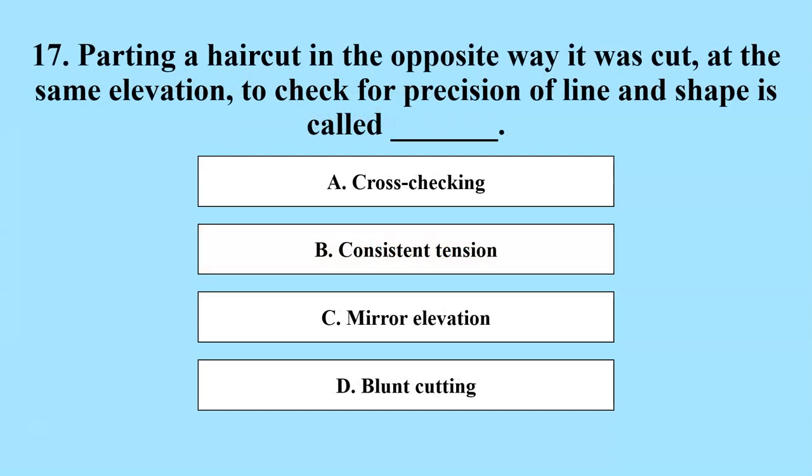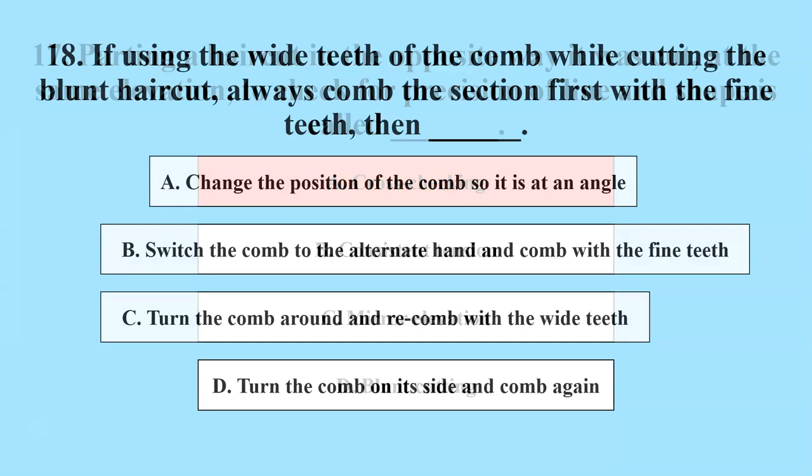Parting a haircut in the opposite way it was cut at the same elevation to check for precision of line and shape is called cross-checking, consistent tension, mirror elevation, blunt cutting. If you chose A, cross-checking, you are correct.